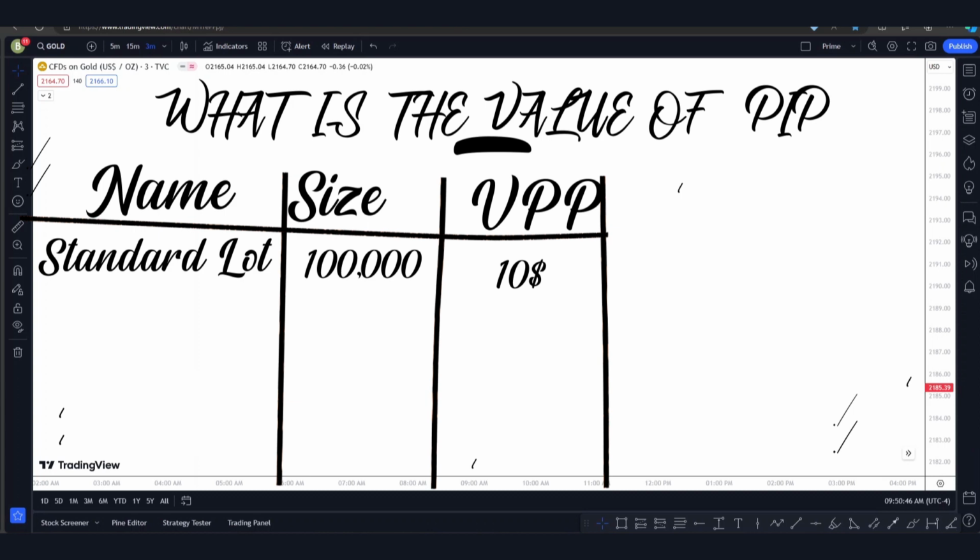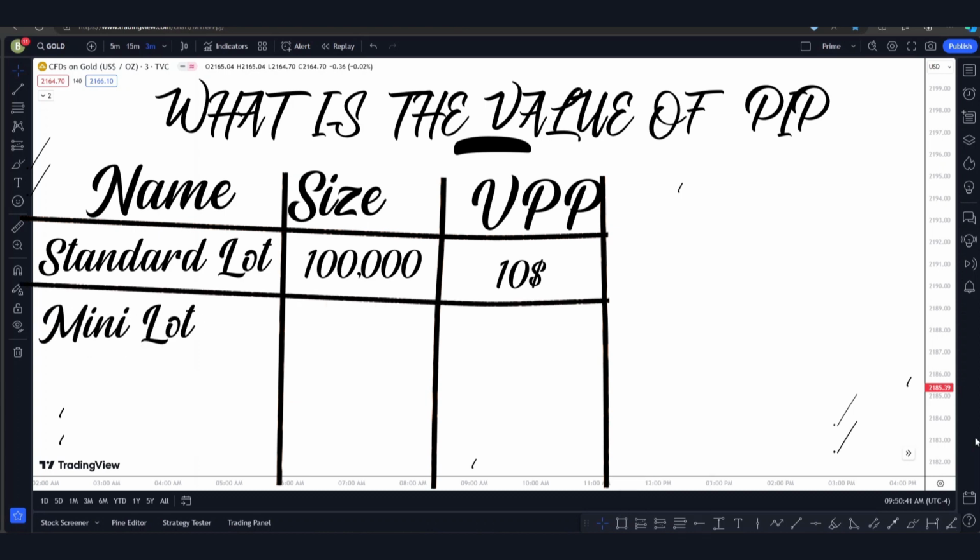The next size of units is called the mini lot. A mini lot means that you are controlling 10,000 units of a certain currency, which means every pip movement is equivalent to $1 per pip. For every pip movement on a currency pair with a mini lot on, its value per pip is $1. And again, this is on dollar pairs. This is just to generalize the whole idea, but it's similar on other pairs as well.